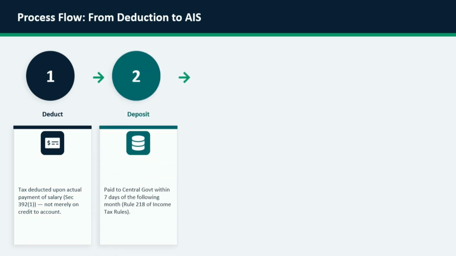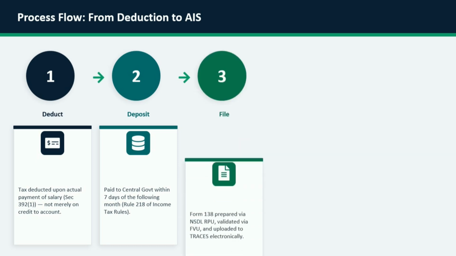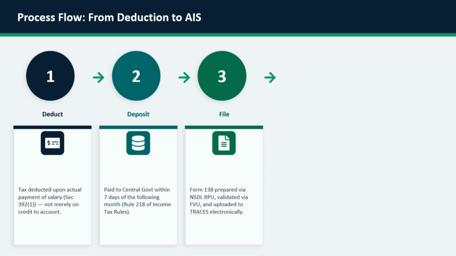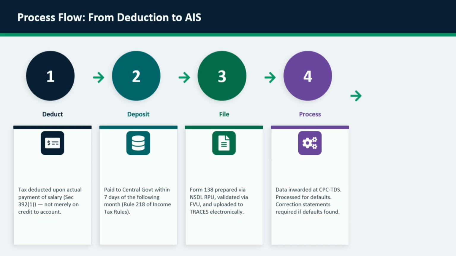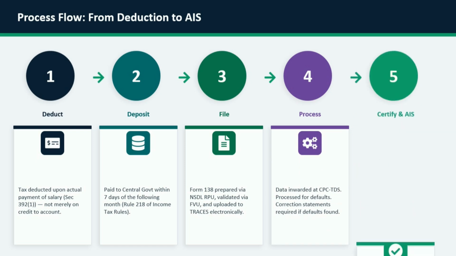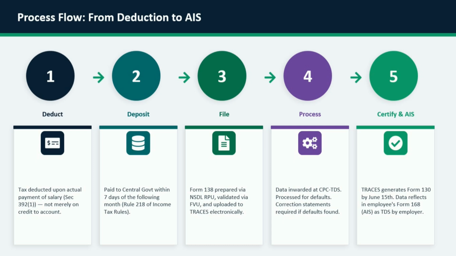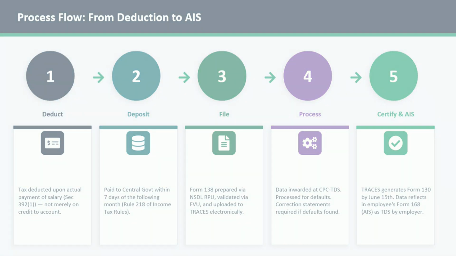Form 138 is then prepared using the NSDL utilities, validated and uploaded electronically. The data is processed by TDS, where mismatches or defaults may trigger correction statements. Finally, Traces generates Form 130 in place of Form 16, and the data flows into the employee's annual information statement as TDS by employer. Overall, the framework establishes a connected, technology-driven compliance cycle with greater automation, validation, and transparency.